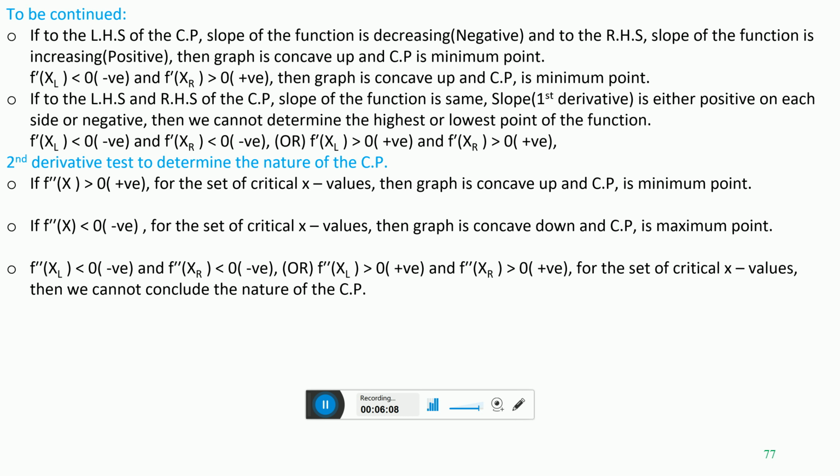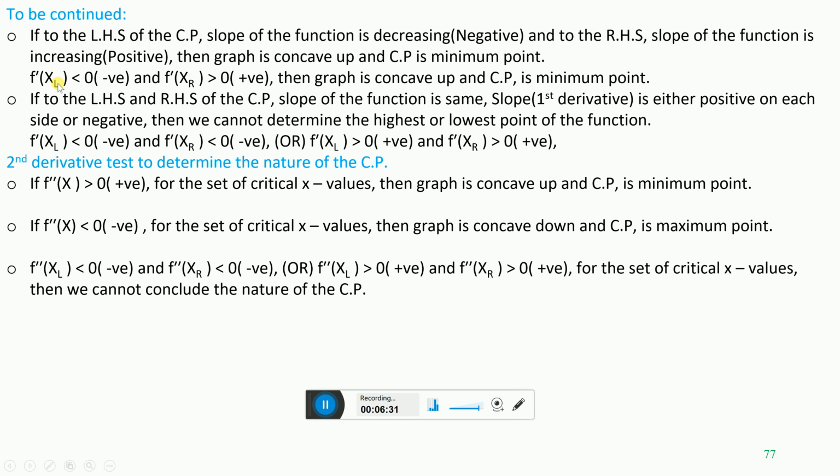If to the left hand side the slope of the function is decreasing and to the right hand side of the critical point the slope of the function is increasing, it means the graph of this function will be concave up and this critical point is called a minimum point. And this is the mathematical interpretation or notation.